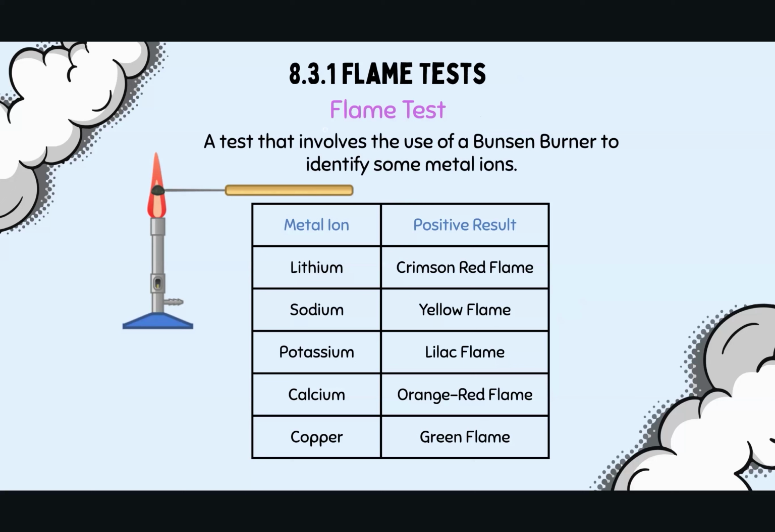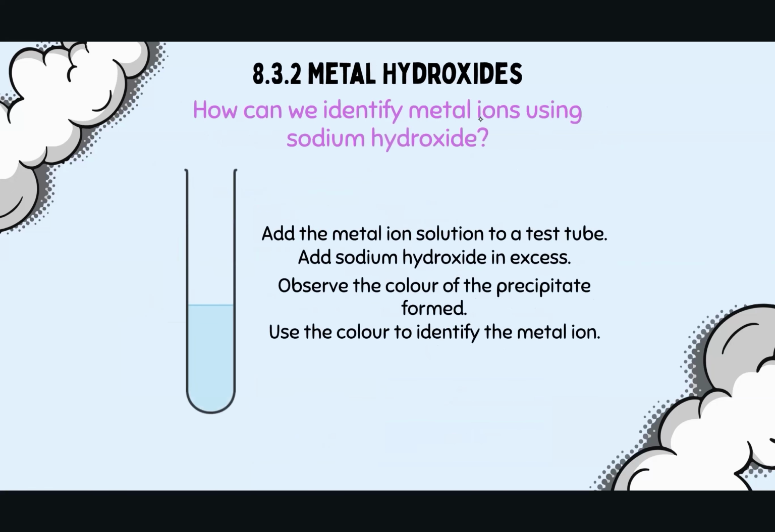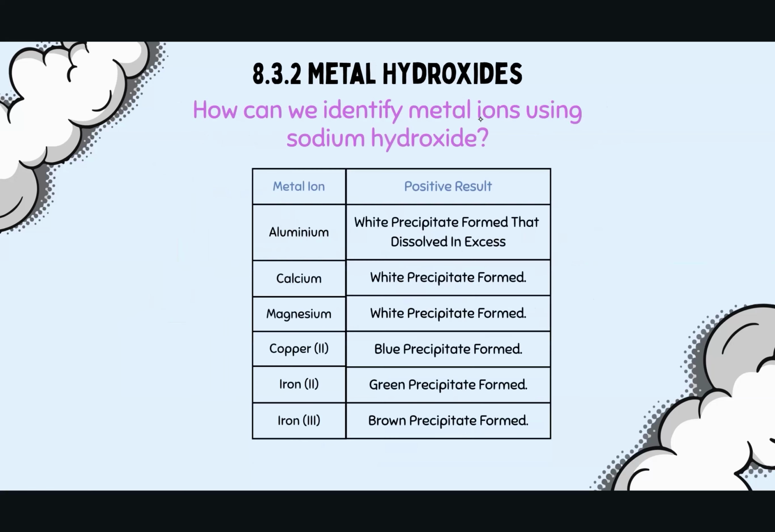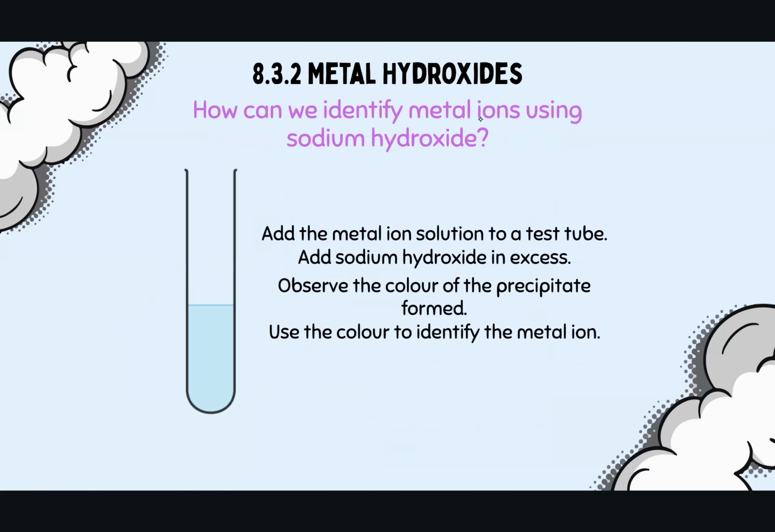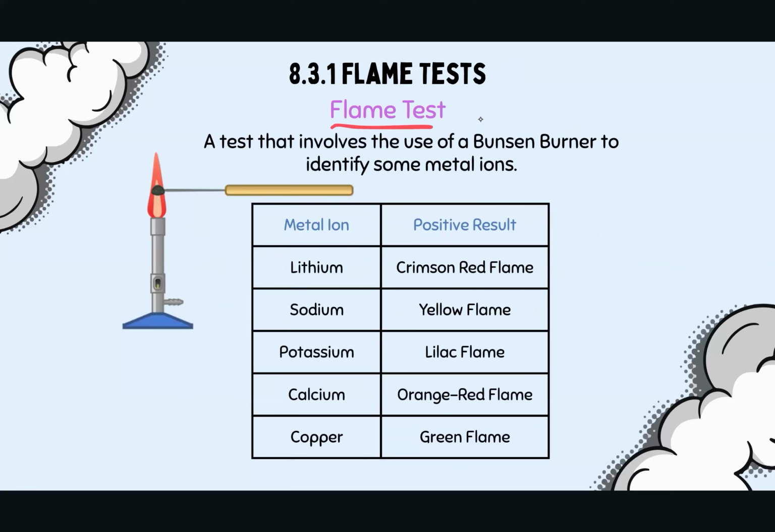So first thing is flame tests. And the whole point of topic 8.3 is how to identify metal and non-metal ions. In other words, how to identify unknown substances. So if you have an unknown substance, you can do lots of different tests. You can do flame tests. You can react it with certain chemicals, and you get different results. So you need to memorize all those different results so you can identify an unknown substance.